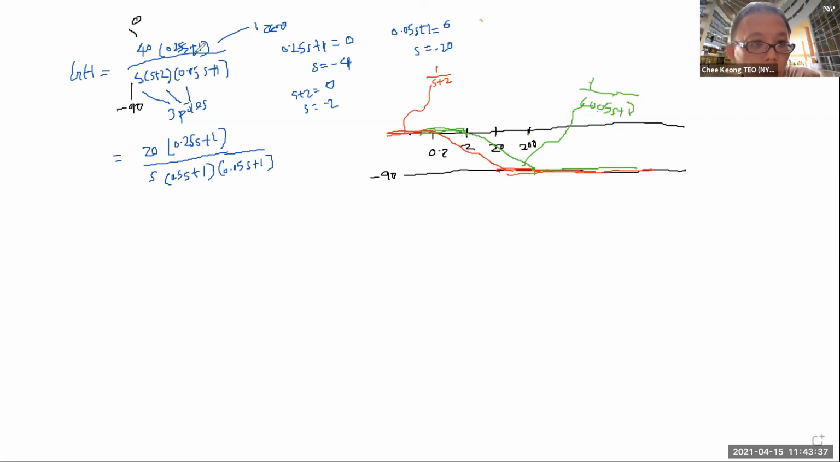Now, what about the other one on top? That is 4, right? So basically, for 4, I have to redraw the thing.